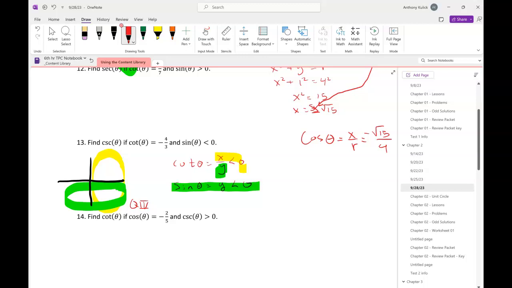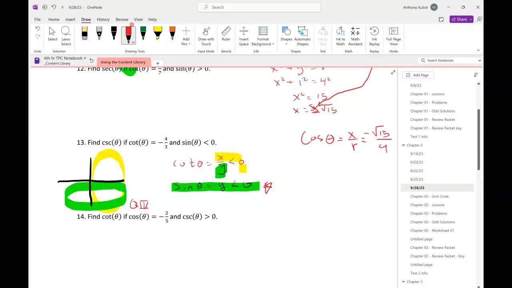Wait, how did you determine the second? The yellow? Yeah, the yellow. Well, if I look at cotangent theta, that's x over y. I know y is negative, so x over y can only be negative if x is positive, right? X is positive in quadrants 1 and 4. How do you know the y is negative? Because sine theta is y, and we're told sine theta is negative. Is that okay? Yeah.